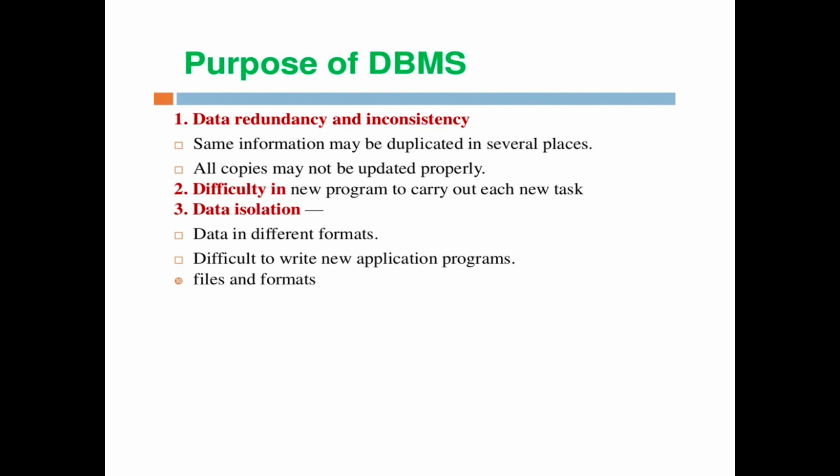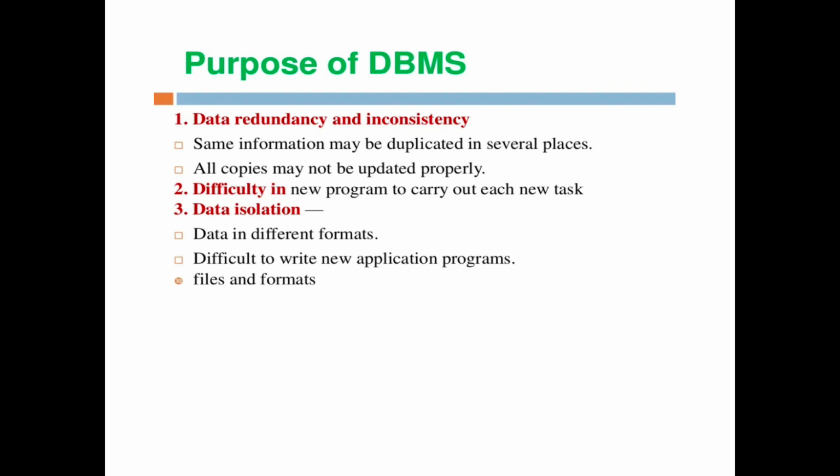Then we come to a confusing situation. Suppose the I value is 5, and after modification the I value is 10, but we changed only one file. Then this confusion arises. In a DBMS, the second file is also changed automatically, so all copies are reduced properly.